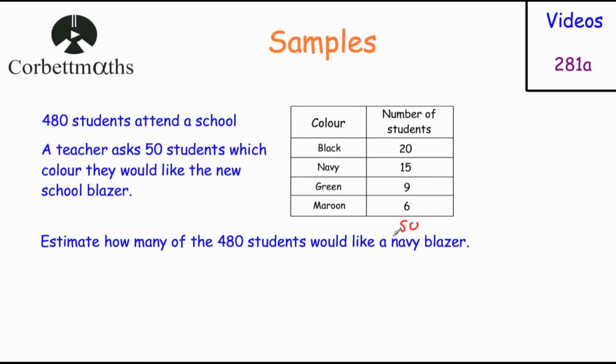Now if I look at the sample, we know that 15 out of the 50 wanted navy. If we work out 15 over 50 as a fraction, that's equal to 3/10. So that means that 3/10 of the students asked would want a navy blazer. Now if this was a good, representative sample, it should be the same fraction of the whole school who would want a navy blazer. So if we work out 3/10 of all the students in the school, we'll find out how many should want a navy blazer. So if we work out 3/10 of 480, that would tell us a good estimate.